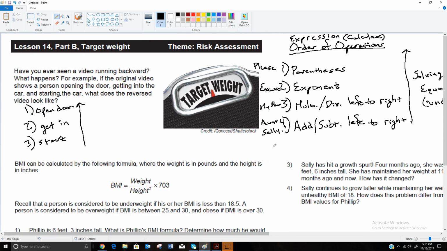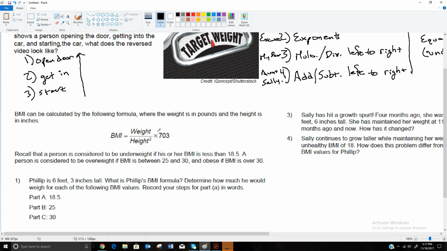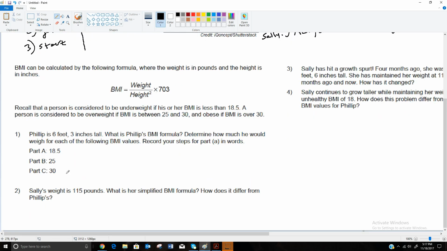We don't have ones that are really long that have all 4 of these steps at the same time. We're going to use this same formula that we had, and we have now Philip, who is 6 feet 3 inches tall, and we want to figure out Philip's BMI formula. Determine how much he would weigh for each of the following BMI values. Record your steps. So we're going to be given his height.